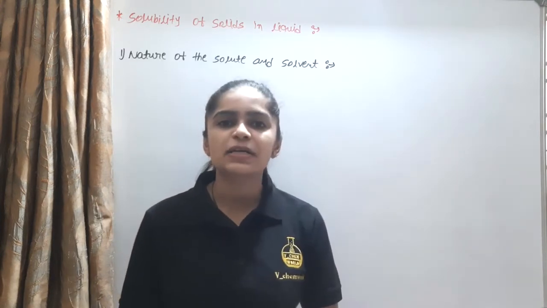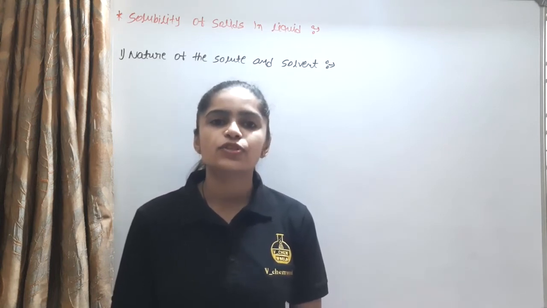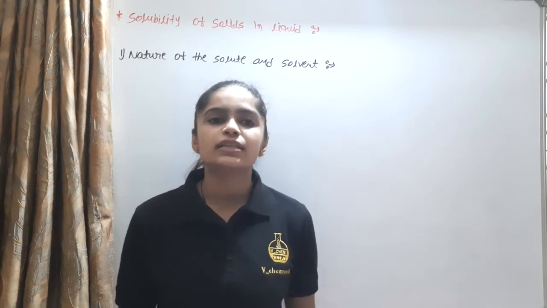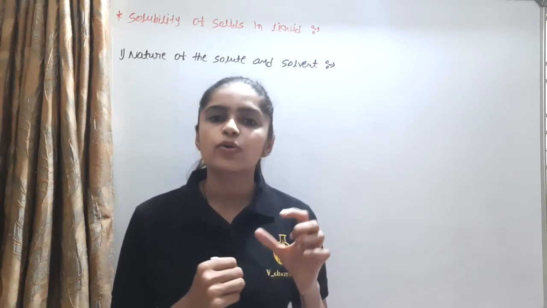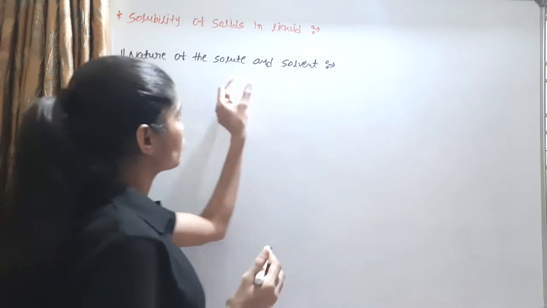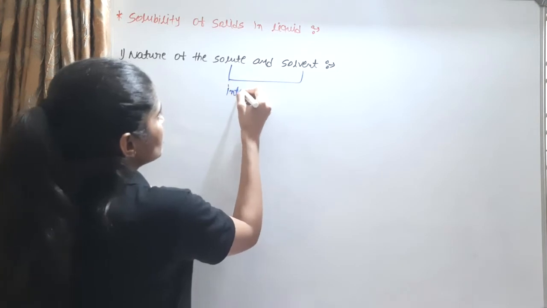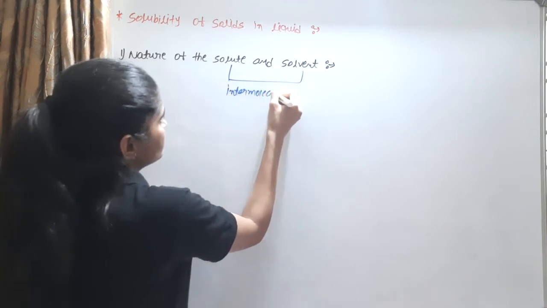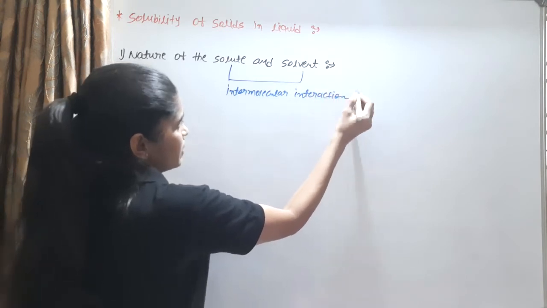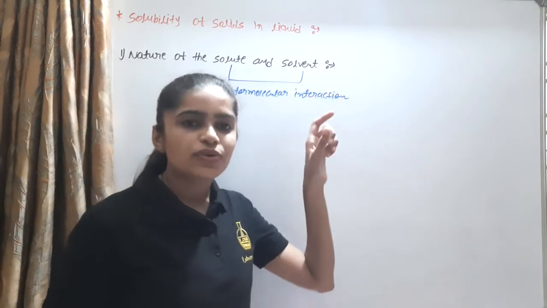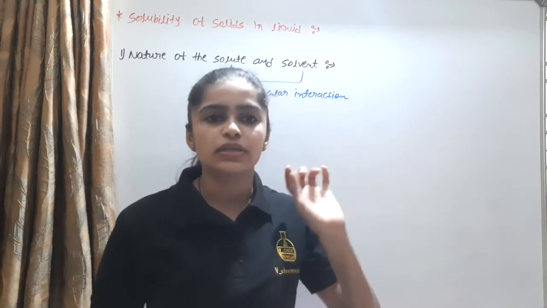Discuss the factors affecting the solubility of solids in a liquid. The first factor is the nature of the solute and solvent. We know that not every solute dissolves in every solvent, because the intermolecular interaction in the solute and solvent is different. When the solute and solvent intermolecular interaction is the same, that means this solid dissolves in this liquid.